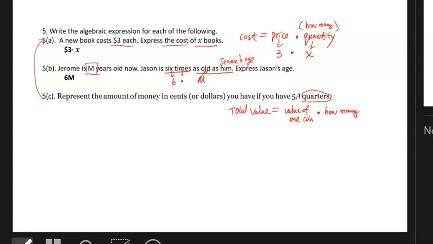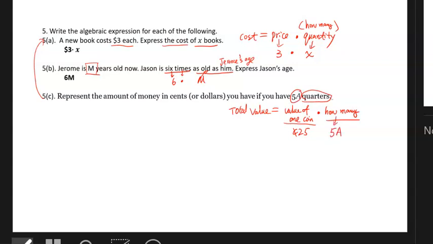So in order to know the total value of all the coins we have, we need to know the value of one coin. In this case, the coin is a quarter, which is 25 cents. Or you can use $0.25. It's up to you which one you like. So I'm going to just use 25 cents and times how many. So we look for how many quarters we have. And here it tells us it's 5A quarters.